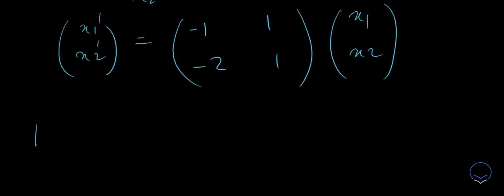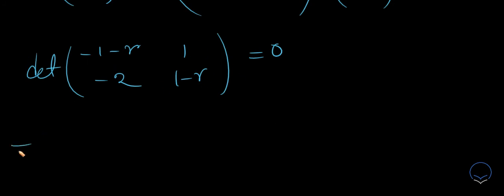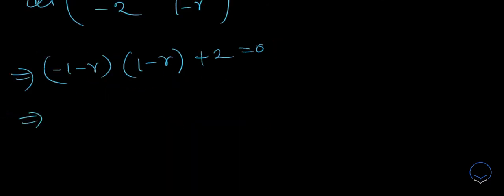So our eigenvalue equation, that means the determinant of minus 1 minus r, 1, minus 2, 1 minus r, will be 0. That is the thing that will give us the characteristic equation. And if we do that, this will just be minus 1 minus r times 1 minus r minus, there's a minus 2 and this will cancel each other out. So that's how it will be. I can take another minus out. This will just be minus 2.